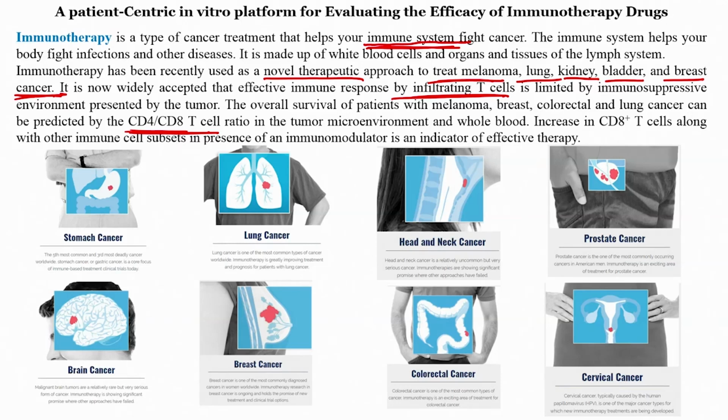Increase in CD8 T cells along with other immune cell subsets in the presence of an immunomodulator is an indicator of effective therapy. What does this sentence mean? Increase in CD8 T cells with other immune cell subsets in the presence of an immunomodulator is an indicator for effective therapy.